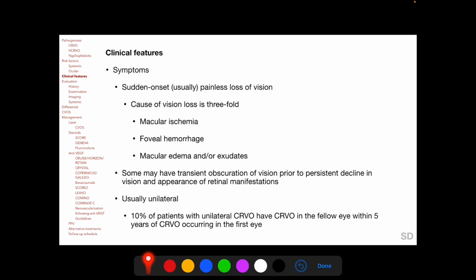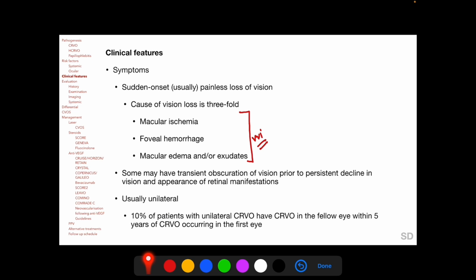Patients with CRVO usually present with sudden onset painless loss of vision, and the loss of vision can be due to macular ischemia, foveal hemorrhage, and macular edema and or exudates, and this is very important to remember. As we will discuss, retinal hemorrhage disappears with time. Macular edema responds to treatment with anti-VEGF and or steroids, but macular ischemia is untreatable, and some patients may have episodes of transient obscuration of vision prior to persistent decline in vision and appearance of retinal manifestations.